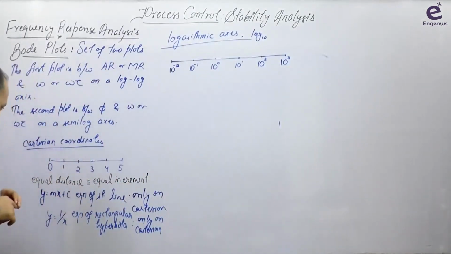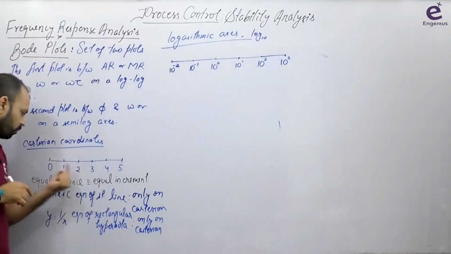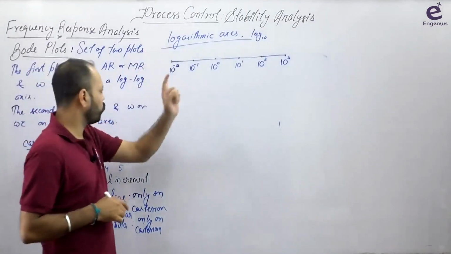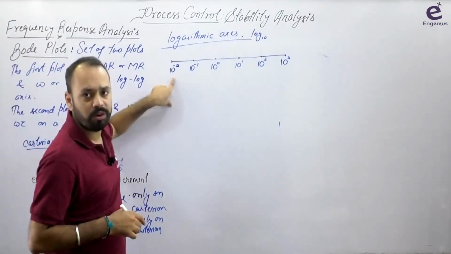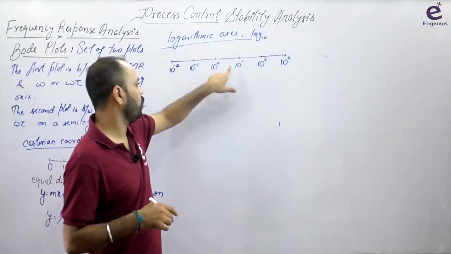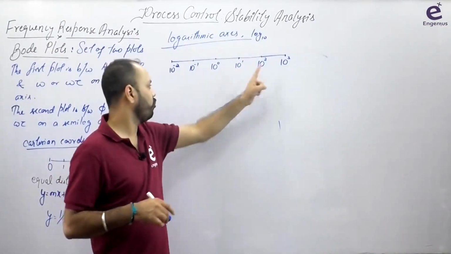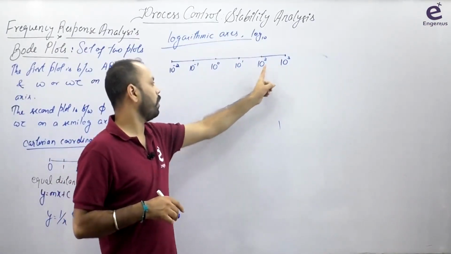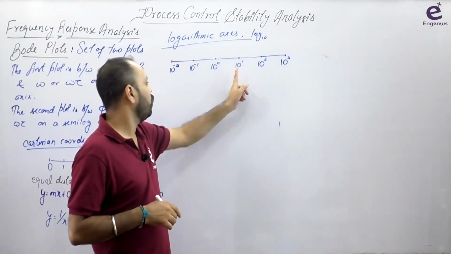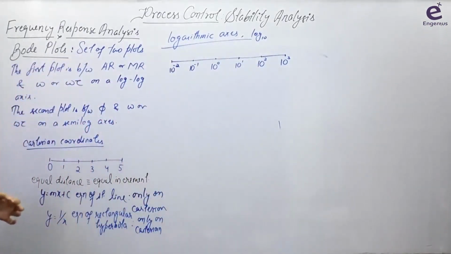Now see yourself. Here, equal distance has equal increments. 1 minus 0, 2 minus 1, 3 minus 2, 4 minus 3, 5 minus 4. Everything is 1. Here, distances are equal. But what is this? 0.1, this is 0.01. 1, 0.1. 10, 1. 1, 10, 100, 1000. What do you see here? The ratios are equal. However, if you talk about the differences, this is 1000 minus 100, which is 900, and this is 100 minus 10, which is 90. This is 10 minus 1, which is 9. So the differences are not same, right? The differences are not same.